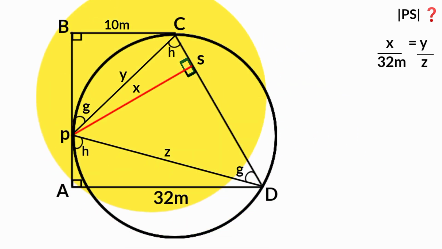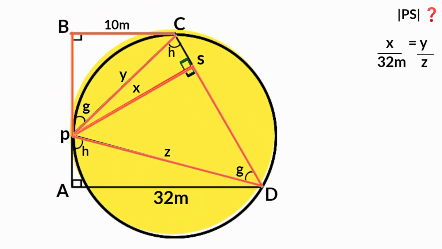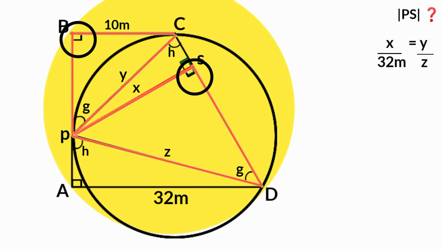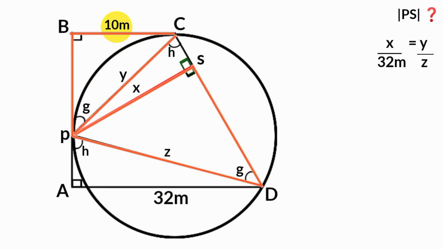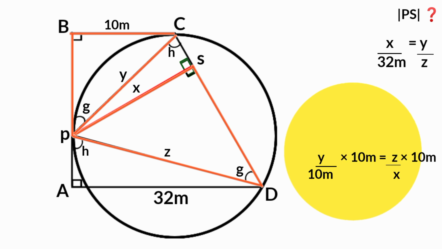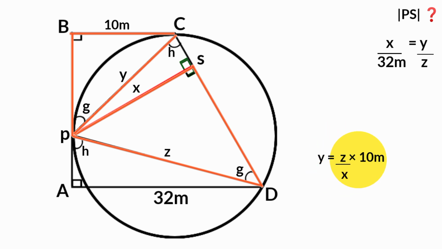Coming here, if you look at this triangle BCP and this triangle DPS, they are also similar because they both have a right angle and an angle G. So taking the ratio of their sides, this side divided by this side must be equal to this divided by this. So Y over 10 meters equal to Z over X. We multiply both sides by 10 meters. Here 10 meters cancels 10 meters. And here Z over X times 10 meters is 10Z over X.